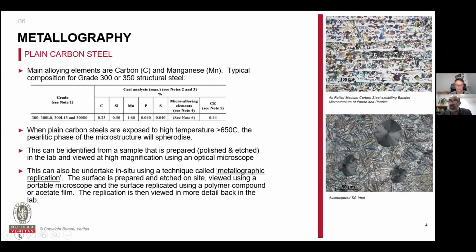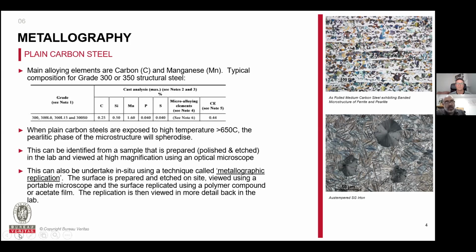Once you start getting to temperatures in excess of 650 degrees, the structure starts to modify, where the pearlite phase will spheroidize. It goes from being a nice lamellar structure to little spheroids. That tells you it's been exposed to pretty high temperatures for a considerable period of time. The way we identify that is, if we have a sample, we prepare it, polish it, etch it, and look at it under the optical microscope in the laboratory.